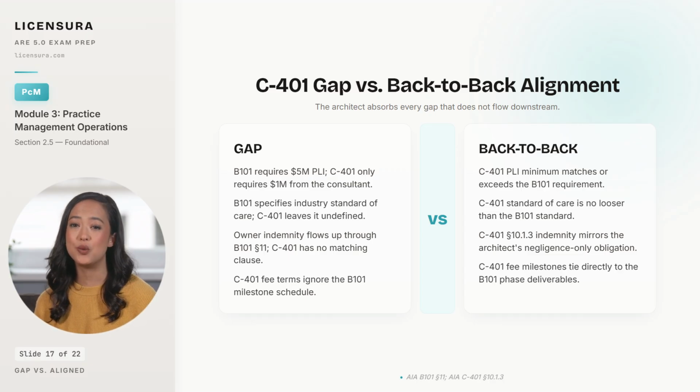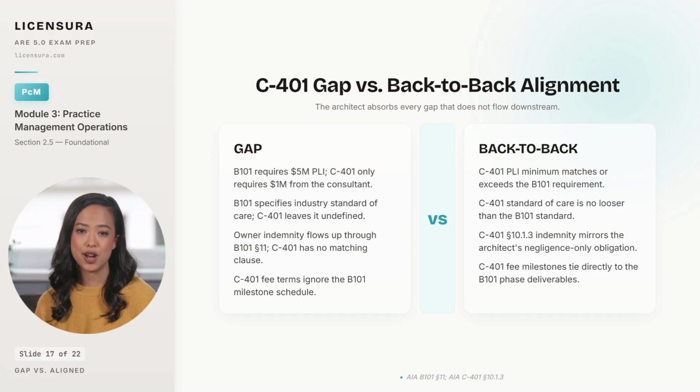The B101 specifies an industry standard of care. The C401 leaves it undefined. The architect promised a level the consultant never contracted for. The B101 has an indemnification provision pushed in under Section 11. The C401 has no matching clause. The architect cannot pass indemnity through and absorbs the obligation alone.